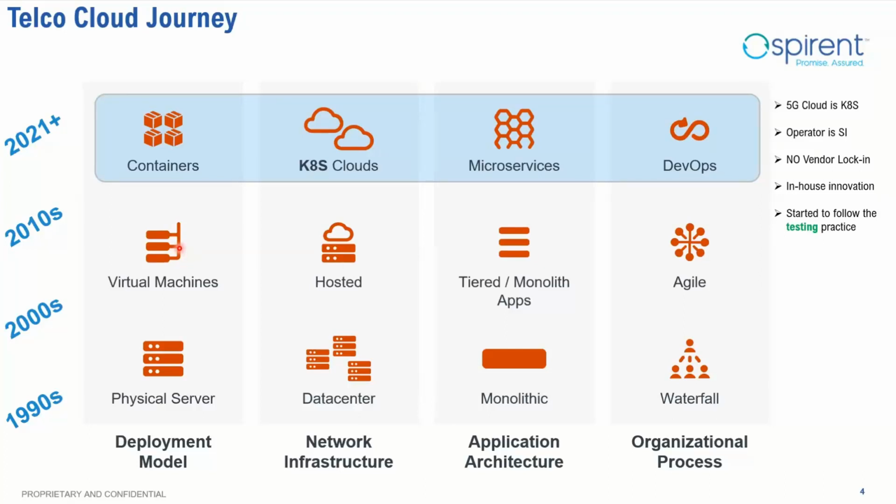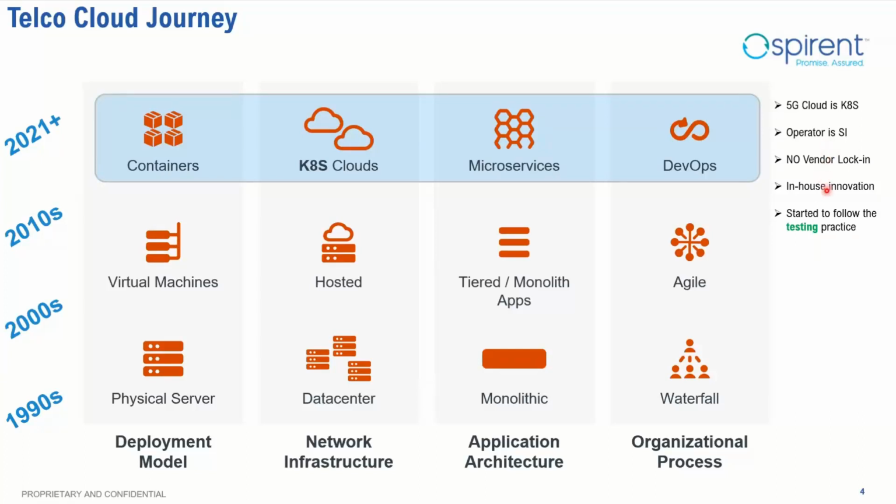As I told, it was a closed box. Any other vendor application to be deployed on the cloud was not allowed. So it was a vendor lock-in. No vendor lock-in with Kubernetes now. So it's one flat Kubernetes platform, and there can be multi-vendor applications running on the Kubernetes cloud.